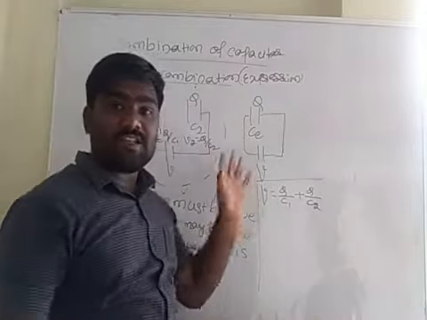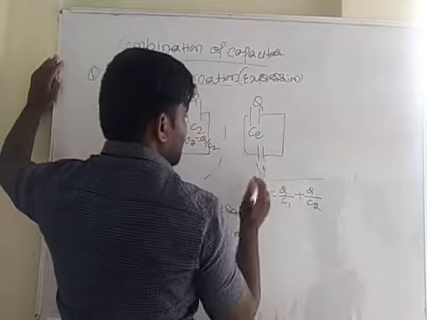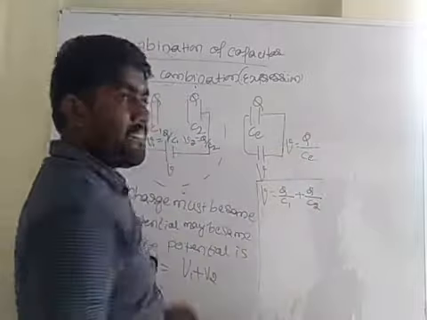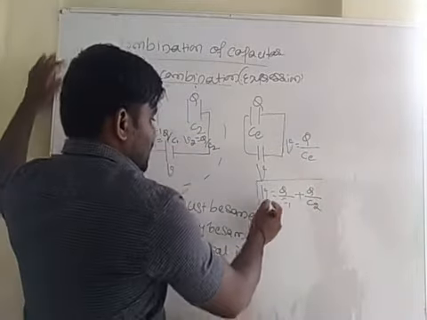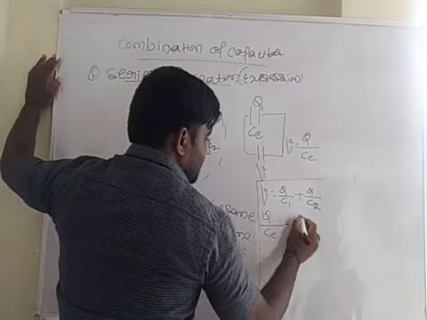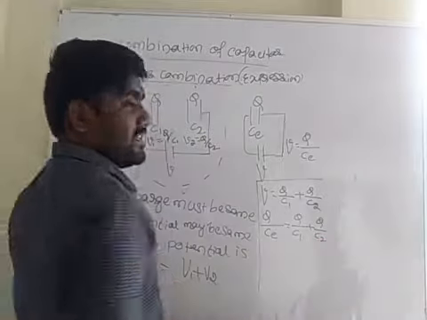So if it is your effective capacitance, then see here. This can be written as V is equal to, what should I write? Q divided by CE. Okay? So put this value from this. This is Q divided by CE is equal to Q divided by C1 plus Q divided by C2.